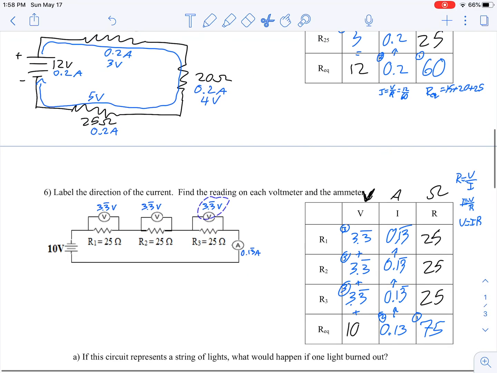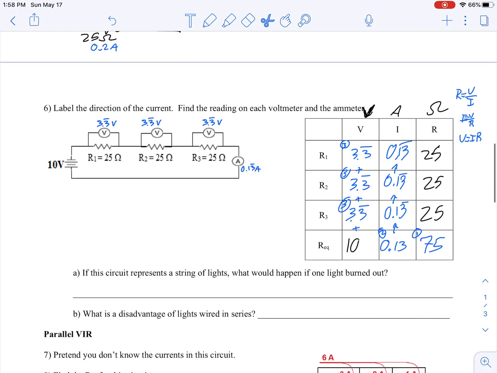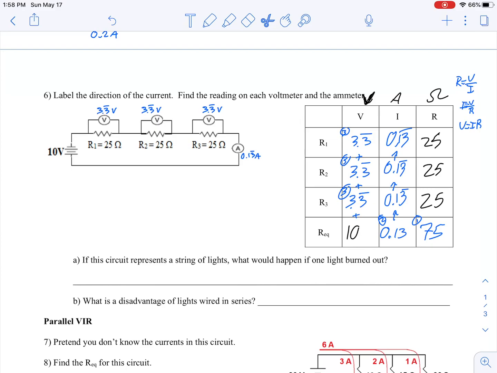All right. And that's all it asks as far as find the reading of the voltmeter and ammeter. Notice I didn't even read the second half of the question. I just knew to go to a VIR table right away. They're really useful. Sometimes you do more work than you really need to, but I think it's just good to do. All right, it's good practice. All right. So it's just a concept question.